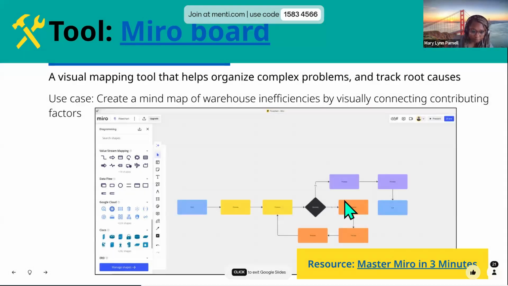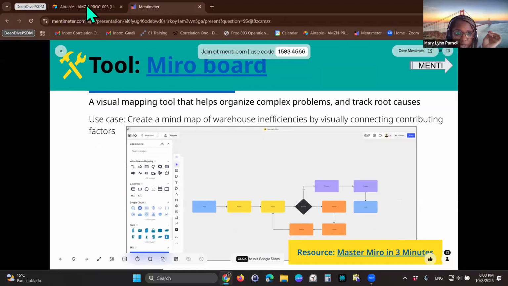All right. So some tools that you can use. This is a collaboration tool. I love visual tools. I'm going to show you a 3-minute video introducing you to this tool called the Miro board.